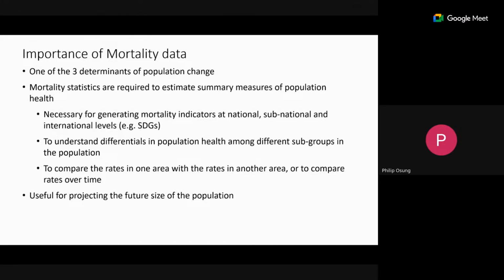Sometimes it doesn't get the importance it deserves, because some people focus on births, looking at the people coming into the population and then planning for them. But deaths are also very key because they are necessary for generating and tracking some of the commitments that Nigeria has made to global commitments like the SDGs.